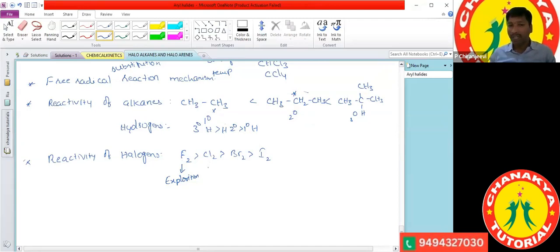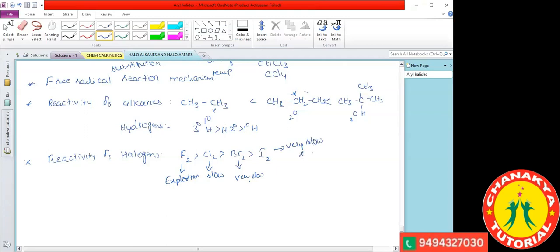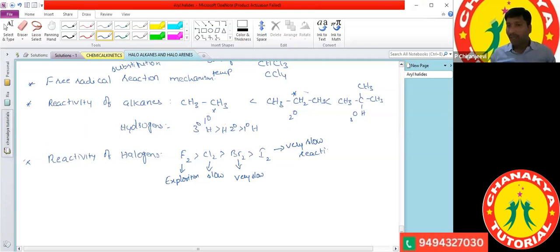Next, chlorination. The chlorination reaction is a slow reaction, and it can take place in the presence of sunlight. The bromination reaction is a very slow reaction. And sir, it is also reversible, right? Right. So it is a very slow reaction and it is a reversible reaction.